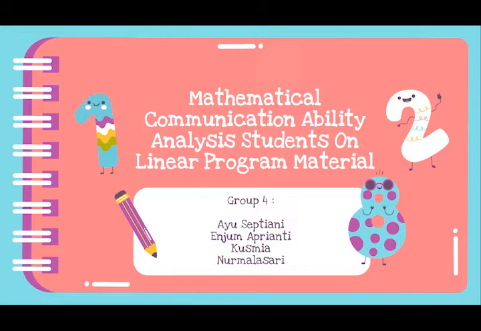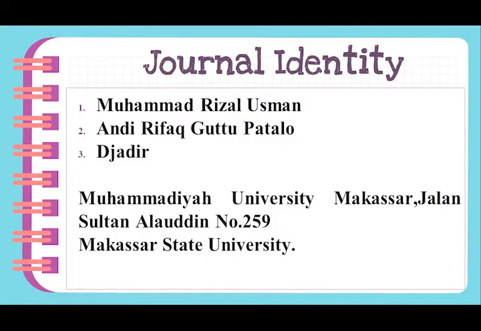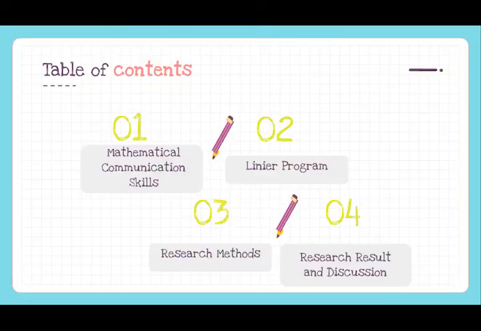Today we will be talking about an academic article taken from jesmat. The authors of the article are Muhammad Rizal Usman, Andi Ripakutu Patalo, and Jadir. The title is Mathematical Communication Ability Analysis of Students on Linear Program Material. Our presentation will be divided into several parts, namely background, research objective, literature review, and method.